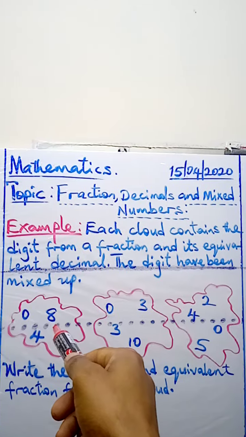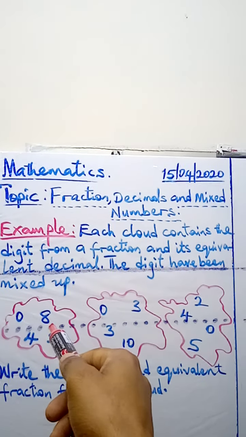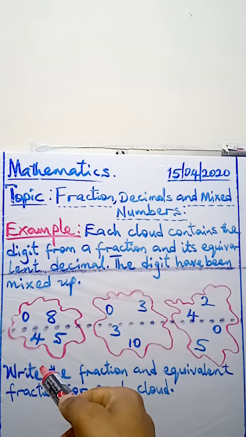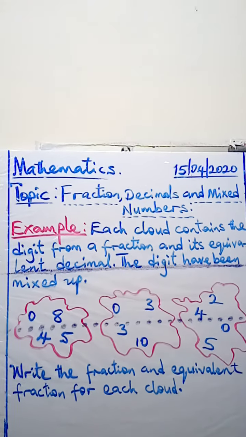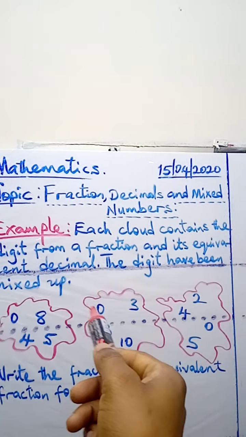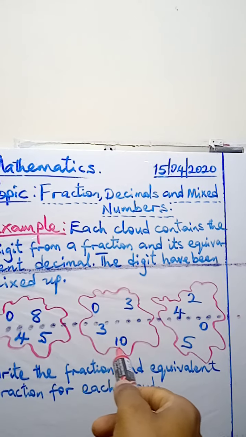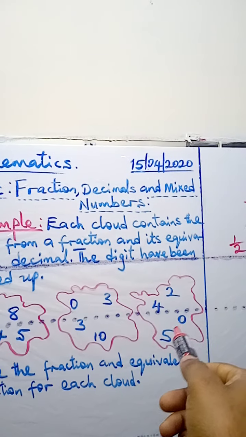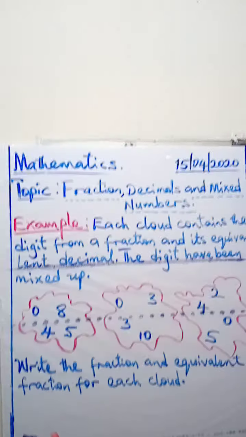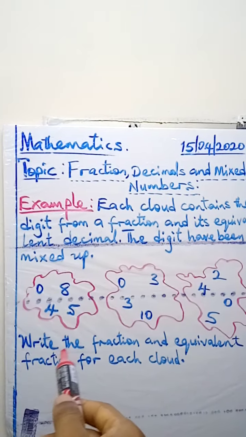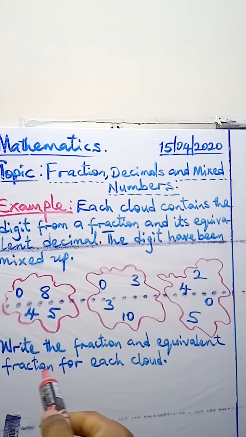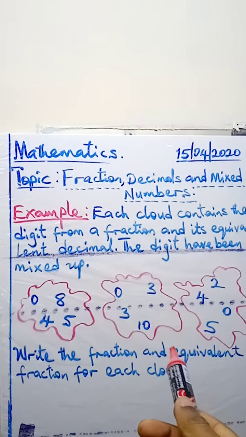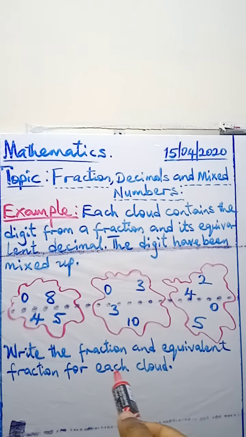Look at the clouds. In the first cloud we have 0, 8, 4, 5, not 45, 4 and 5. Then the second cloud has 0, 3, 3 and 10. Then in this cloud we have 4, 2, 0 and 5. Now the question is: write the fraction and equivalent decimal for each cloud.